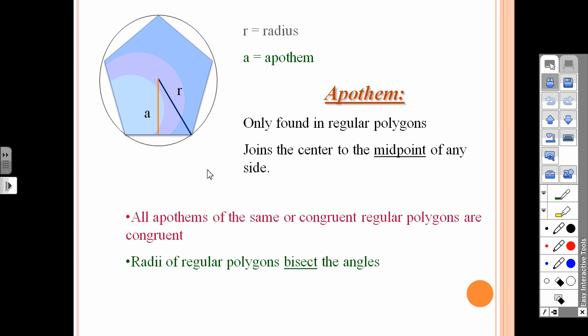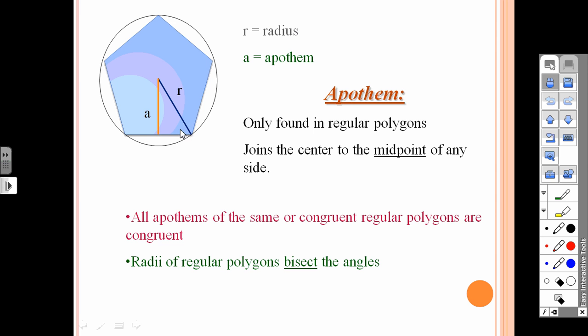And then all apothems of the same or congruent regular polygons are going to be congruent. So it doesn't matter if I drew it to this side or to that side, it's all going to have the same length. The other thing that we should know is that the radii are going to bisect the angle that they're drawn to.